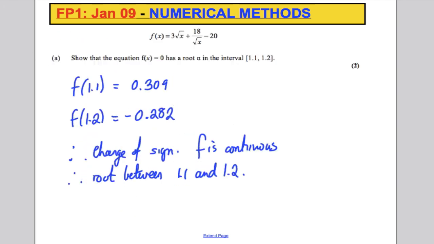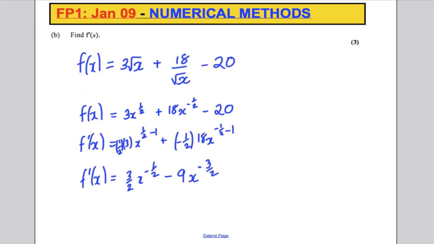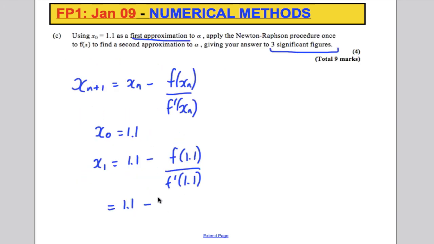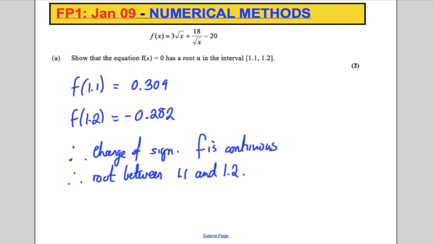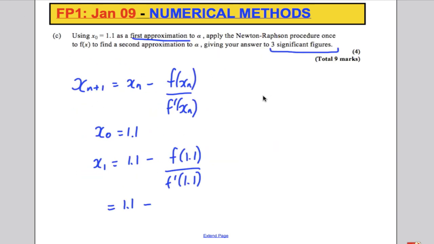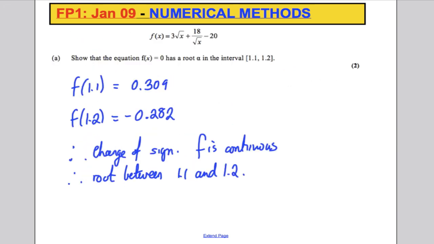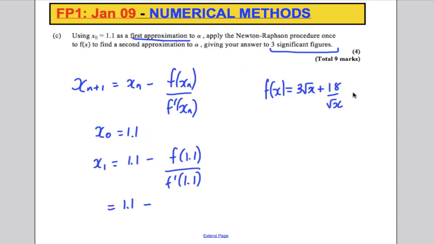Our f again is this function here, so we just have to be careful when we're typing this in. Let's just write our functions down again. F of x is 3 root x plus 18 over root x, subtract 20, and we said that our f dashed x is going to be 3 over 2 x to the negative half, subtract 9x to the negative 3 over 2.